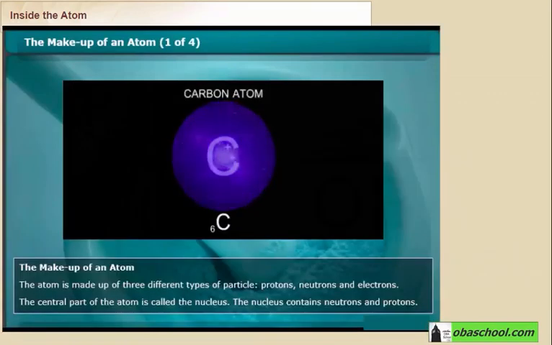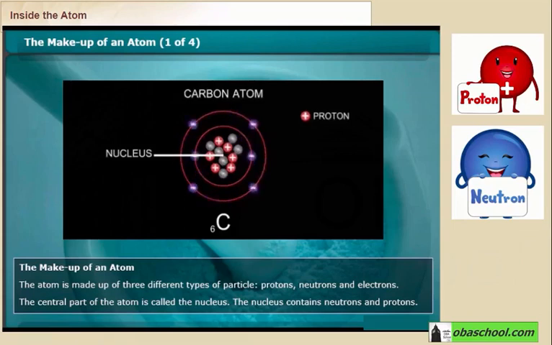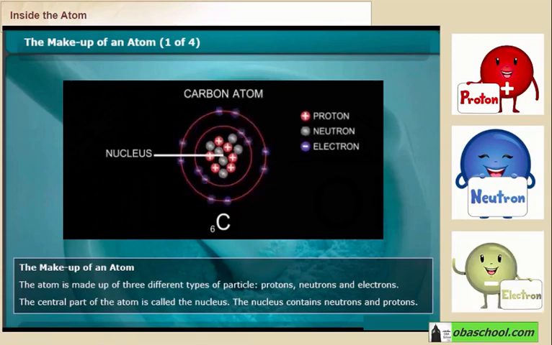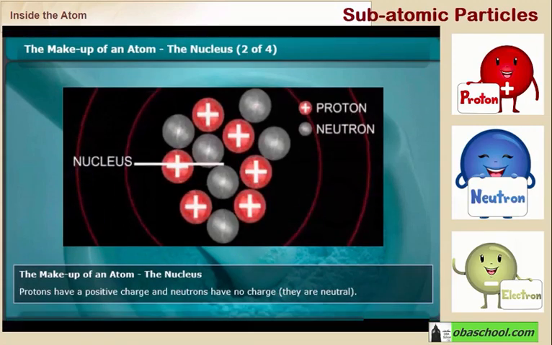Inside each atom of any element, we have three types of particles, protons, neutrons, and electrons, called the subatomic particles. The protons and neutrons are located inside the nucleus, at the center of the atom. The mass of an atom is concentrated in the nucleus. So these are the first two subatomic particles, the protons and neutrons.